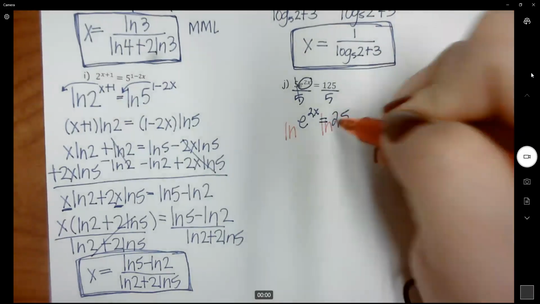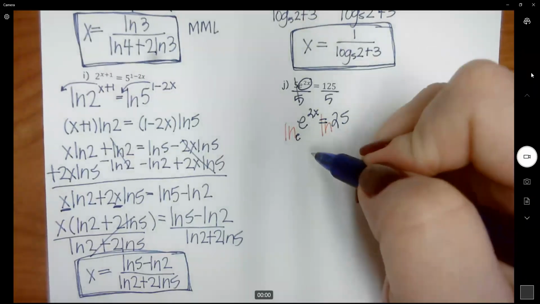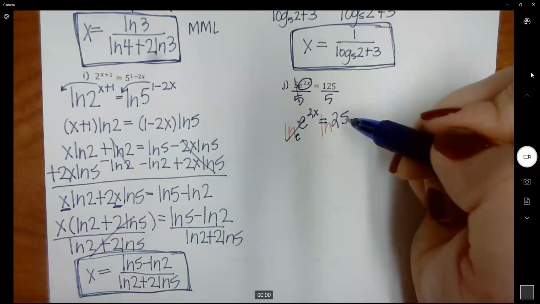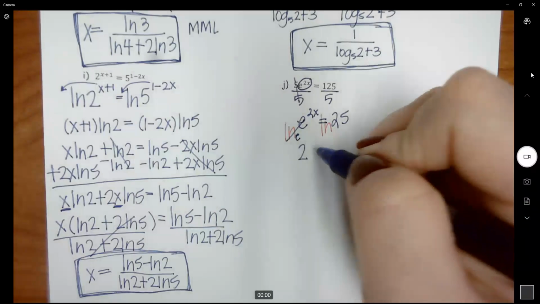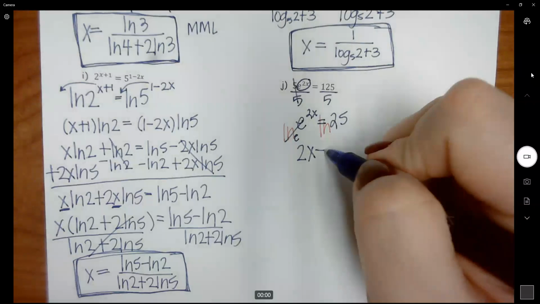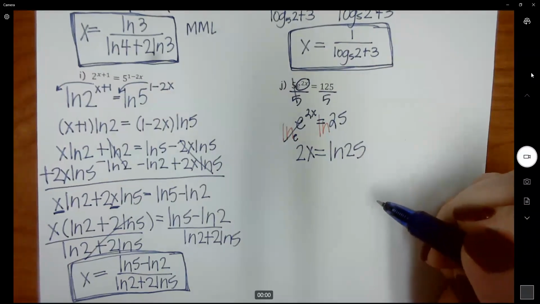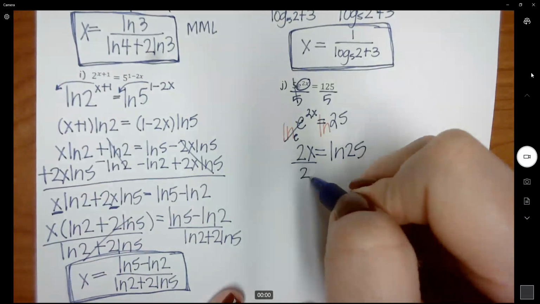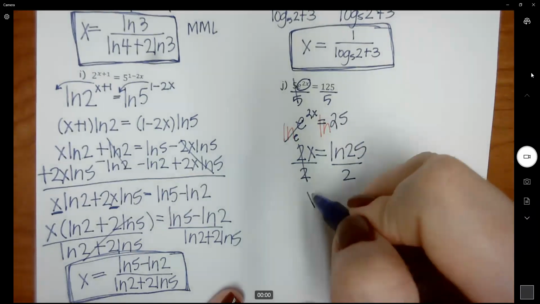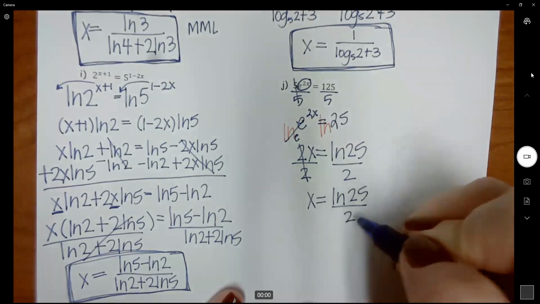So I'm going to take the natural log of both sides. So the natural log has a known base e. So natural log base e to the e, those cancel, that's 1. And I'm left with my exponent, which in this case is my 2x. And that equals the natural log of 25. So now just get x by itself. We'll divide by 2. Remember, natural log of 25 is a number, so I'm not doing anything with it. My final answer is natural log of 25 over 2.